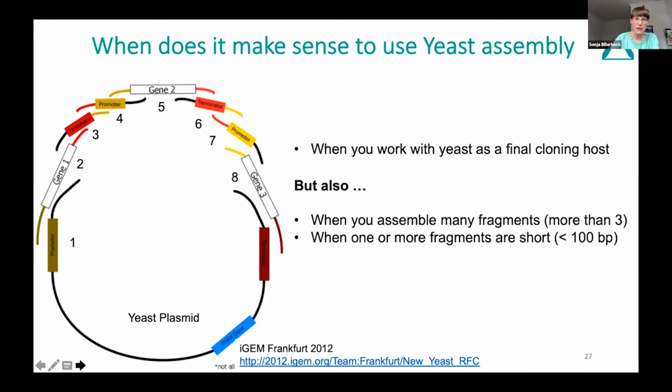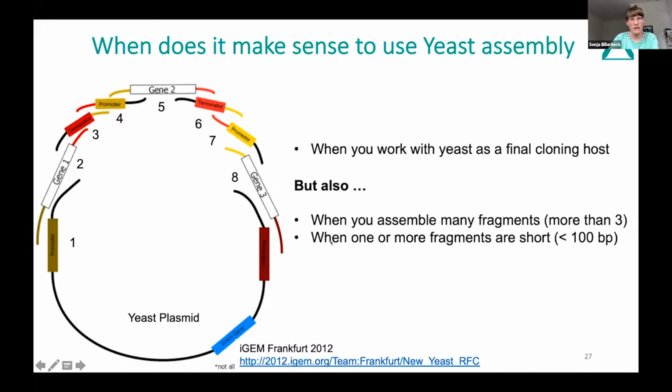And this is when you assemble many fragments. We already discussed that in the Q&A session. When you have more than 3 pieces, and this is an example that I took from the iGEM 2012 Frankfurt team that introduced yeast assembly as a cloning standard. Here they cloned 8 pieces together, like 3 different genes and always a terminator and a promoter. And this is usually very easily achievable in yeast assembly, but will be difficult for Gibson assembly.